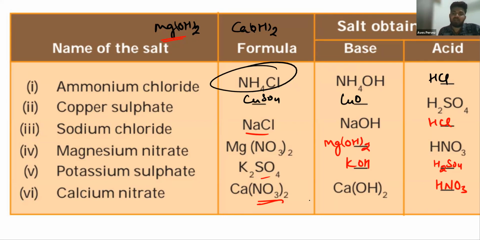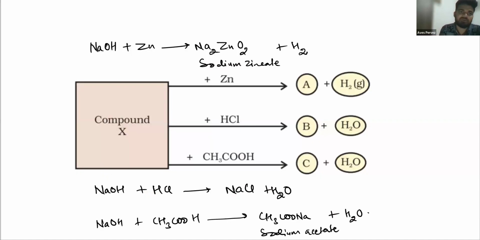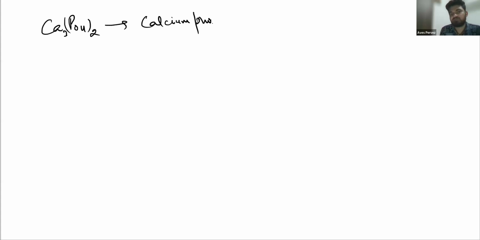Okay, now write down a special thing that is asked in the examinations. I'm not going to explain more because I have explained this many times previously. Write down the nature of calcium phosphate, Ca3(PO4)2. This is calcium phosphate. It is a basic salt.